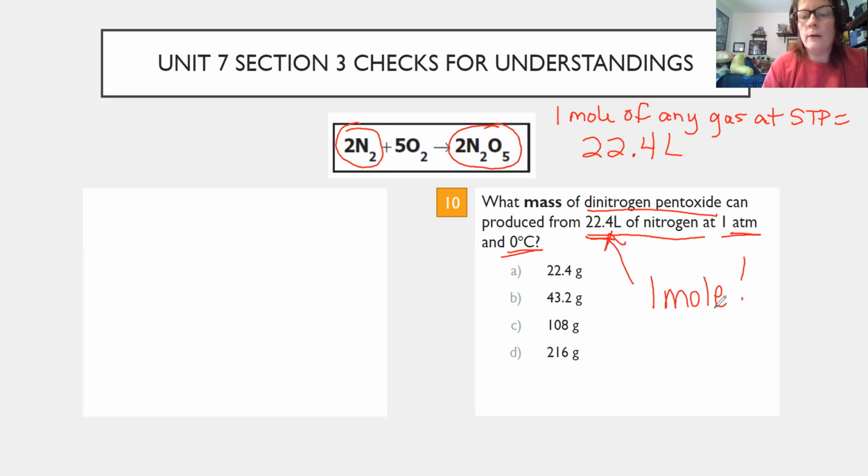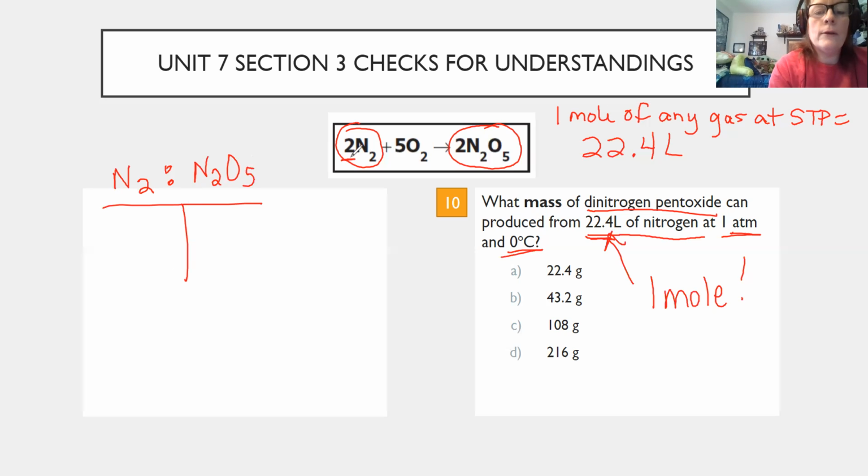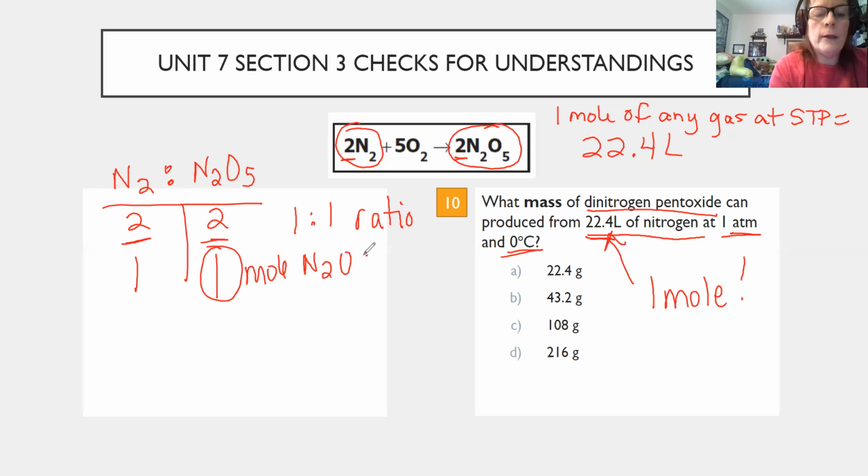Now we need to look at our mole to mole ratios, nitrogen versus dinitrogen pentoxide. In our equation, it's 2 nitrogens for every 2 dinitrogen pentoxides. Look, it's basically a 1-to-1 ratio. Easy peasy. What you have for one, you're going to have the same for the other. So if there's 1 mole of nitrogen, there's going to be 1 mole of the other one. We don't even have to cross multiply. We know we have 1 mole of dinitrogen pentoxide.